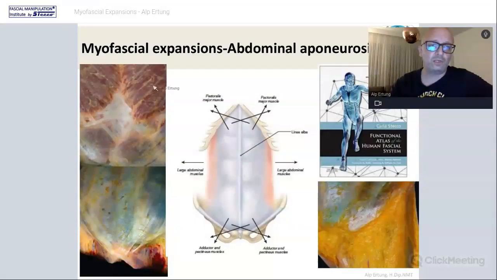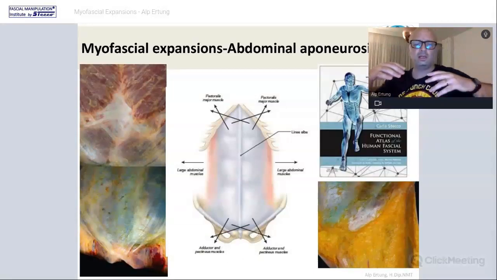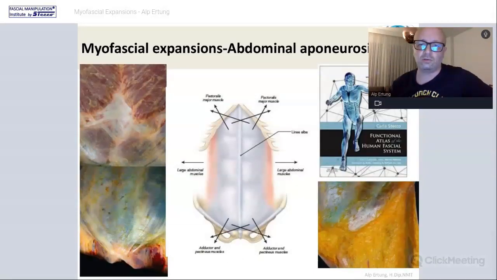So here we see the pectoralis major, and its collagen fibers are in continuity with the abdominal aponeurosis here on the xiphoid process area, and we have the collagen fibers coming from the abdominal aponeurosis, in continuity with these muscles, and also the relationship of these structures is multi-layered, actually.